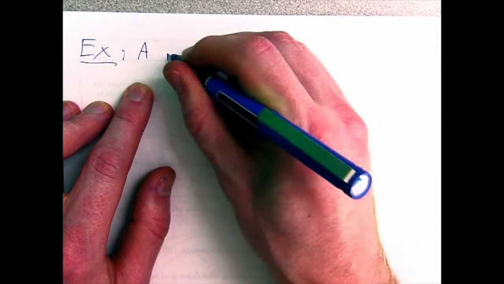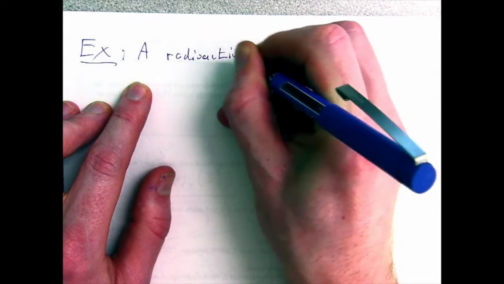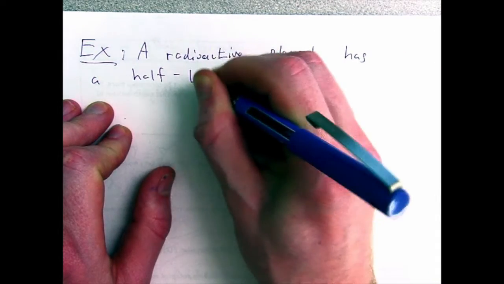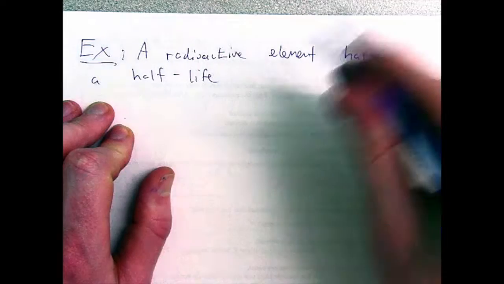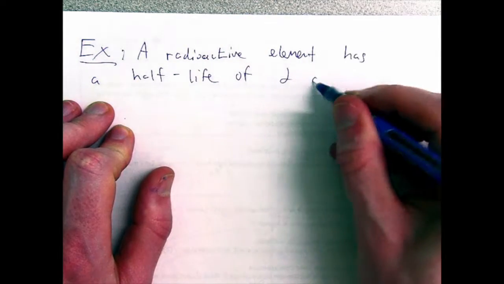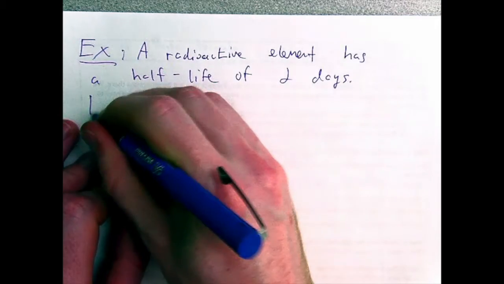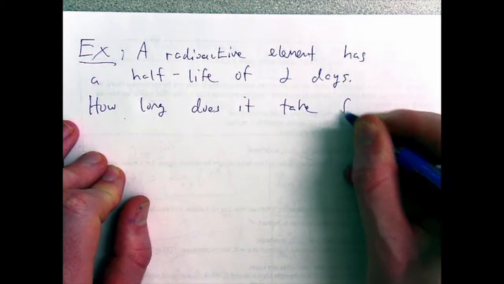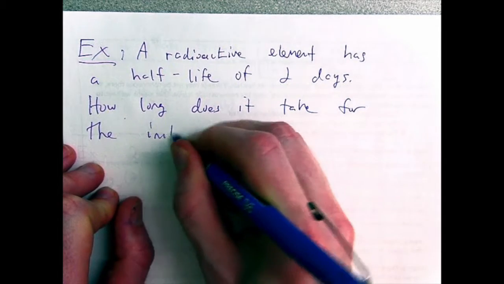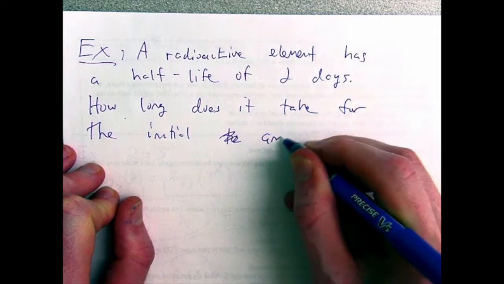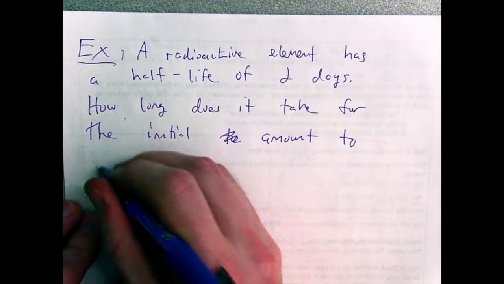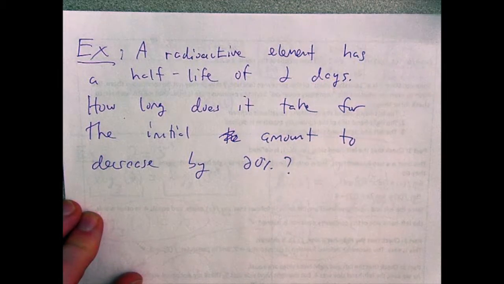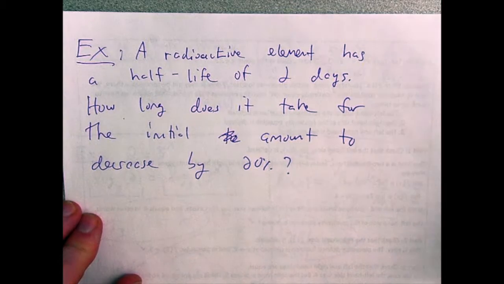So let's suppose that a radioactive element has a half-life of 2 days. And here's the question. How long does it take for the initial amount, the beginning amount, to decrease by, let's say, 20%?